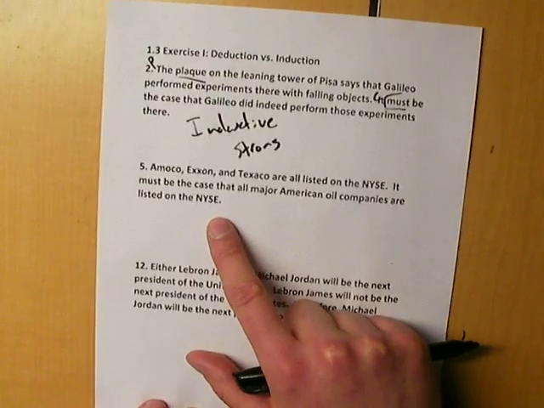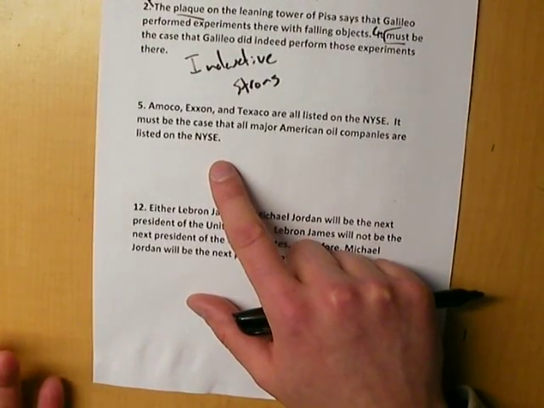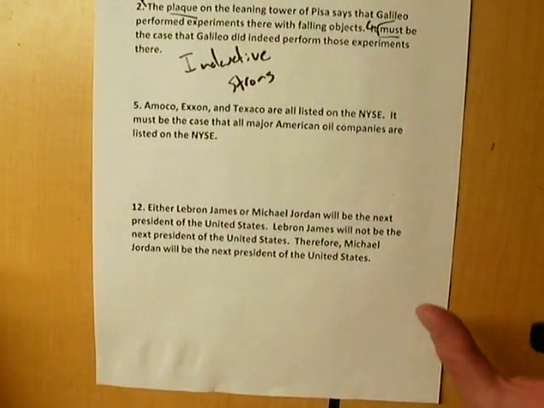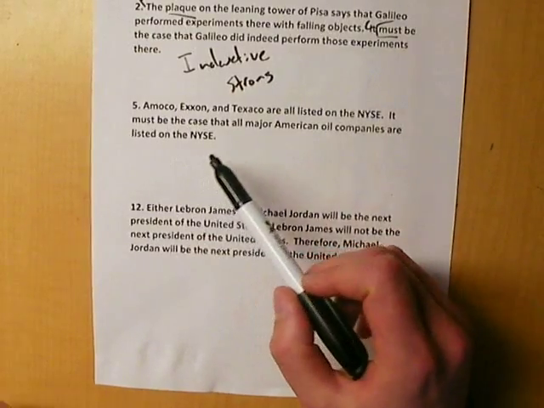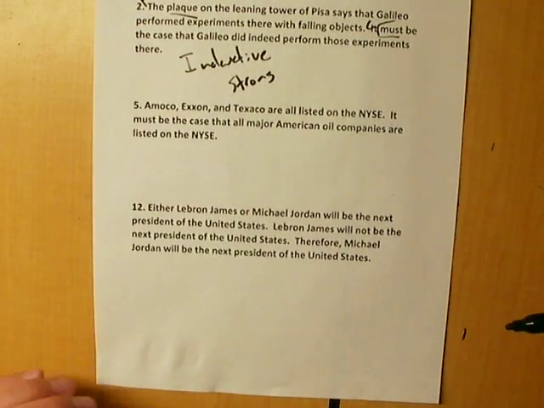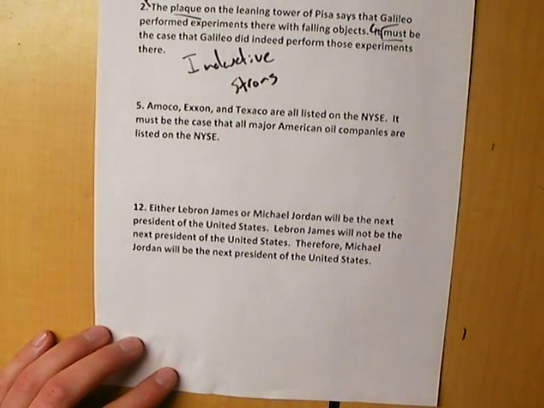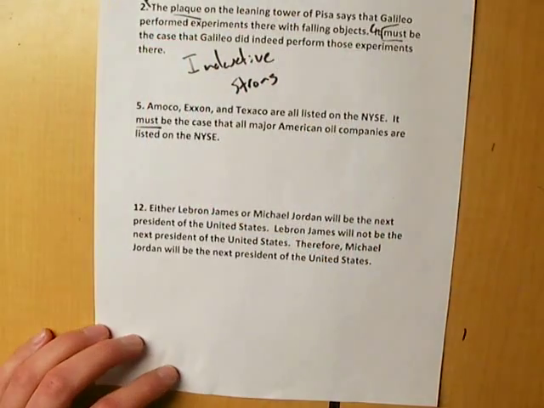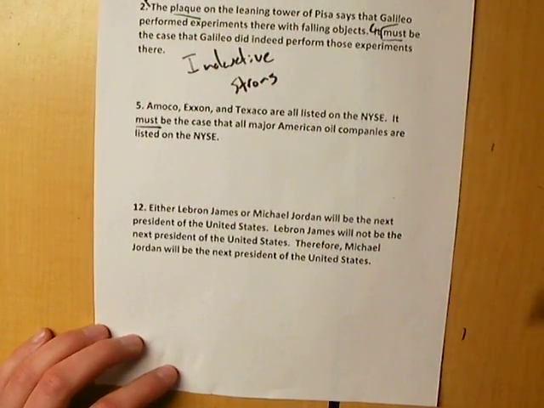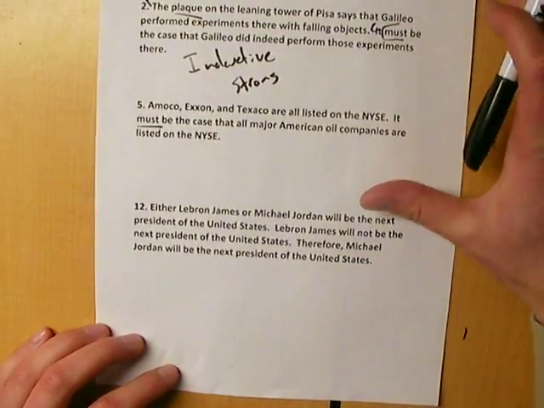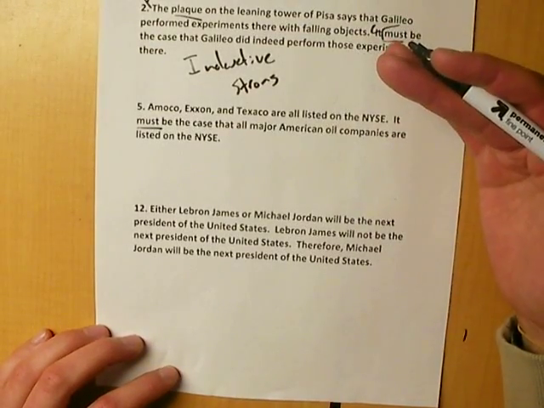The next example, this is problem 5, and the text is pretty similar, so I'll go through this quickly. But I really want to emphasize this really common mistake. Amoco, Exxon, and Texaco are listed on the New York Stock Exchange. It must be the case that all major American oil companies are, in fact, listed on the NYSE. So again, the language here seems to indicate on the surface that it's deductive. It must be the case, so the conclusion follows necessarily. But again, dig a little deeper. Don't just look at the structure.